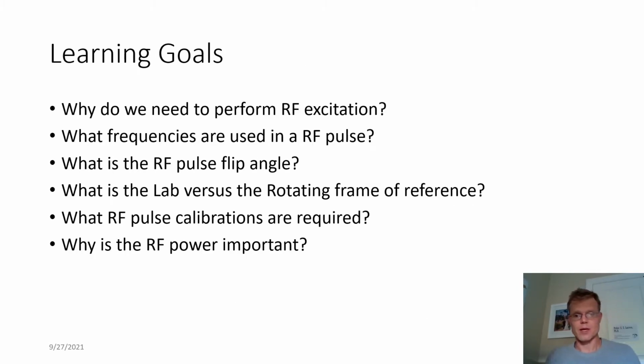Okay, so that was a quick introduction to RF pulses, talking about why we need to perform RF excitation, what frequencies we've got in our RF pulses, what the concept of an RF pulse flip angle is, what the lab versus rotating frame of reference is when we're visualizing the effects of the RF pulse, what RF pulse calibrations we need, and finally, why the concept of RF power is important.